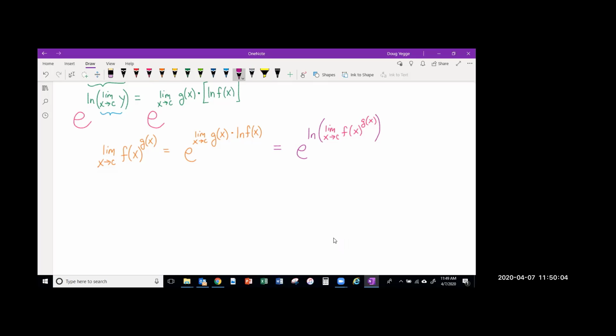So why don't we do this one? Okay, why don't we take the limit as x approaches 0 from the right. Oh no, we're going to do the limit as x approaches infinity. So the limit as x approaches infinity of x to the power of 1 over x.